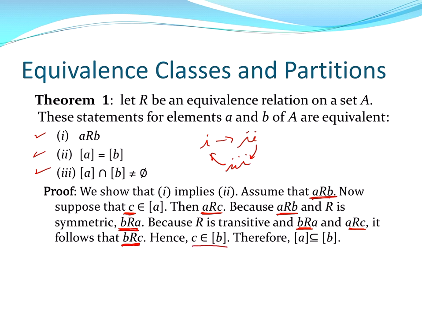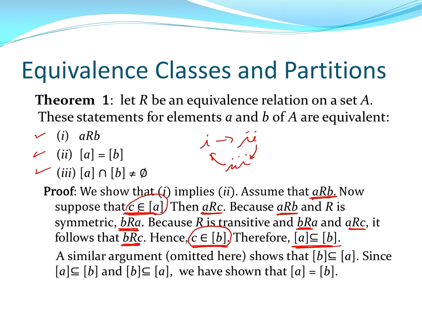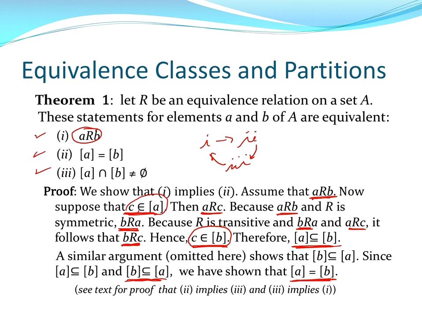So c is in the equivalence class of b. I started with c being in the equivalence class of a, and I showed that c is in the equivalence class of b. That means that the class of a is a subset of the class of b. And we could have done that same analysis in the other direction to show that the class of b is a subset of the class of a, which lets us conclude that the equivalence class of a is equal to the equivalence class of b when a is related to b. And I'll point you to the text for the other proofs.